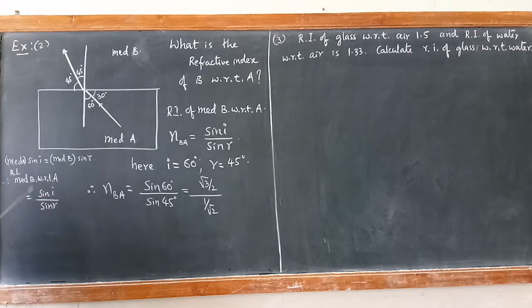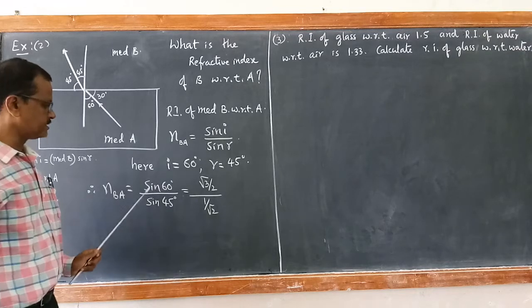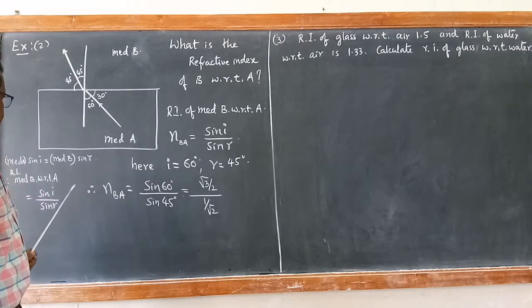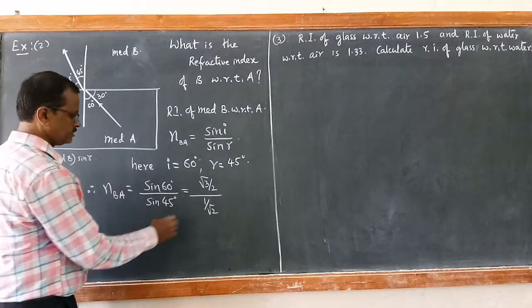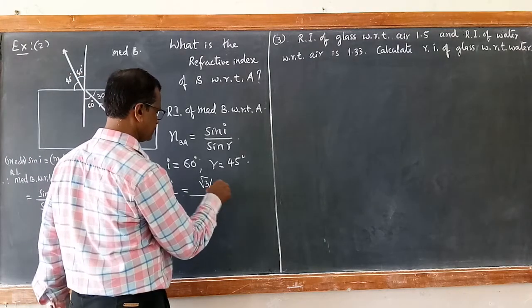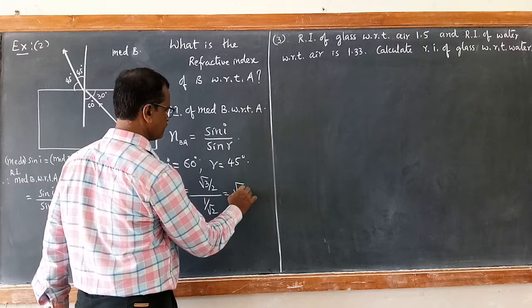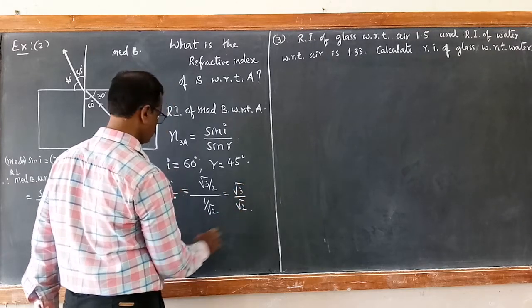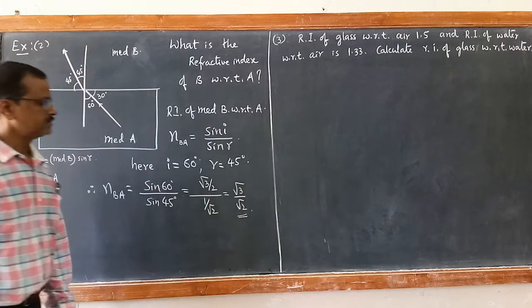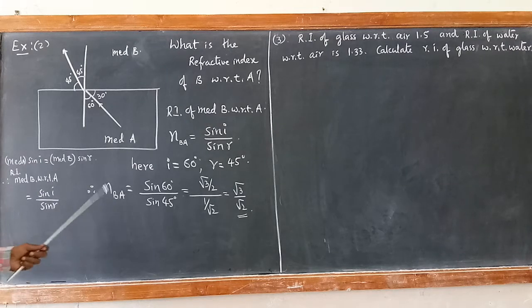This is another way of verification that we will see later. So NBA is equal to sine 60 by sine 45. If you cancel this, it becomes root 3 by root 2. So root 3 by root 2 is the answer. Such questions will be asked as MCQs.